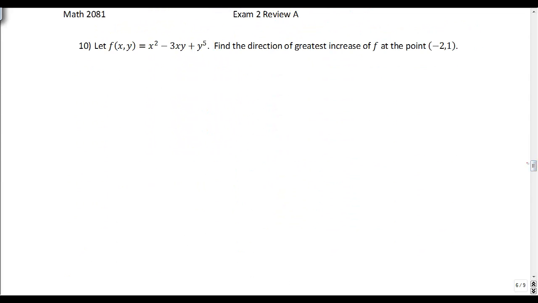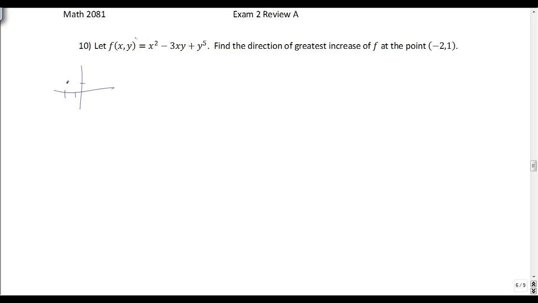Okay, next one. This one's going to be short and sweet if we understand what's going on. So we have f(x, y) is x squared minus 3xy plus y to the 5th. And we want to find the direction of the greatest increase of f at the point (-2, 1). So what we're going to think about here is that we're at the point (-2, 1). So we're here.